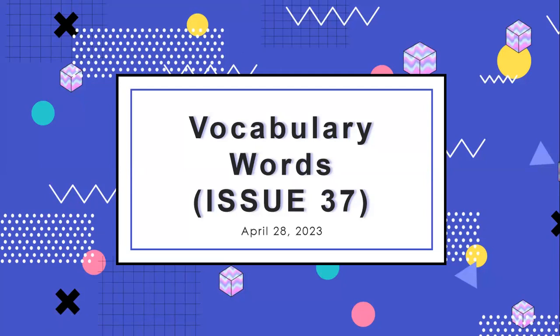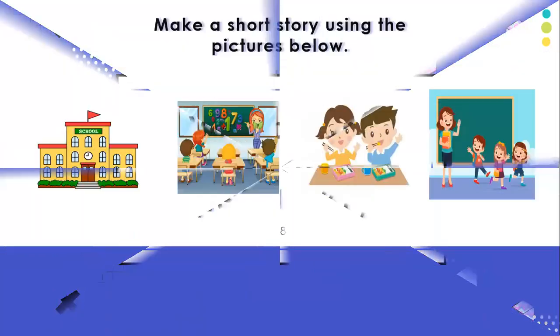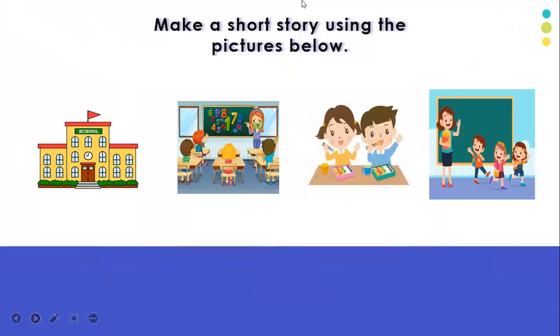But before that, let's have an activity. You just have to make a sentence for each picture, not a story. Four pictures, so four sentences. Easy, short sentences are okay. Sentence one: this is a school. Okay, second.